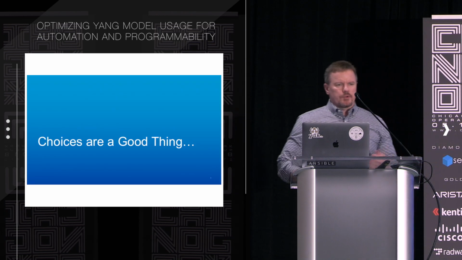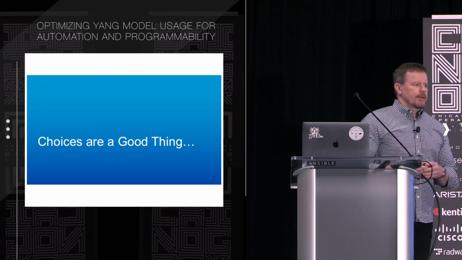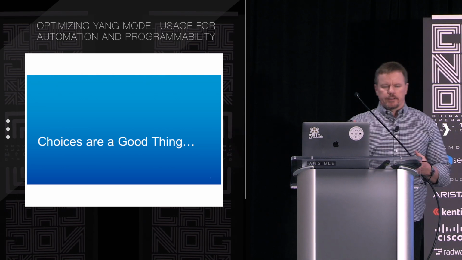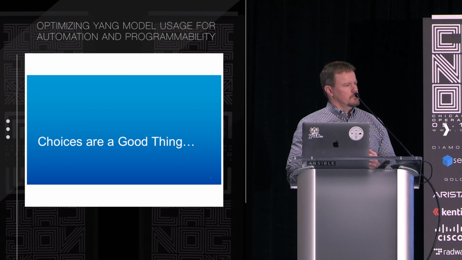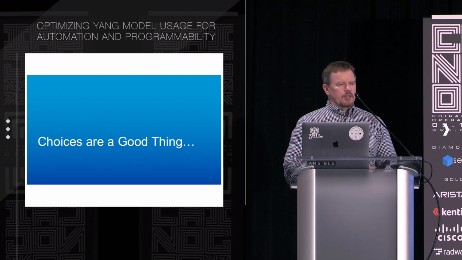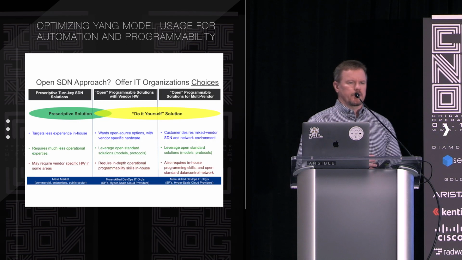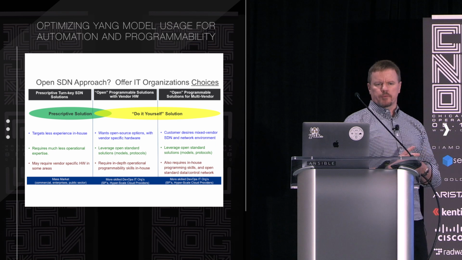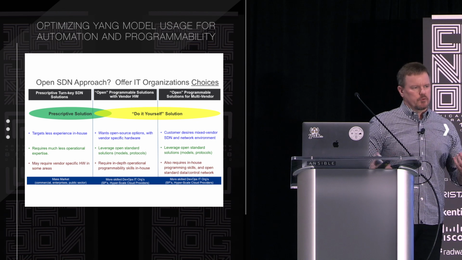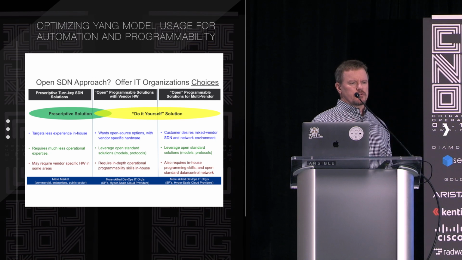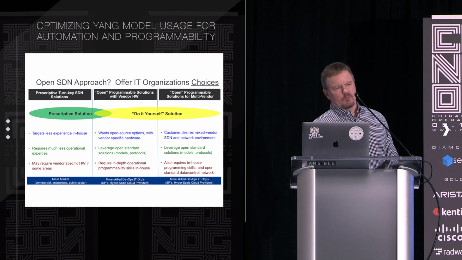All right, so choices are a good thing, and this is a very quick level set, but I've had this conversation with a lot of customers. I call it a three-pillar architecture when you talk about customers looking to leverage automation and programmability, and I try to narrow it down to three pillars. The pillar on the left is typically a more prescriptive type of automation or SDN solution design from vendors, whether Cisco or Juniper or Arista, et cetera. Those solutions are typically tied pretty closely to the hardware, so there's a tightness with the vendor itself. They typically come with a GUI, et cetera.